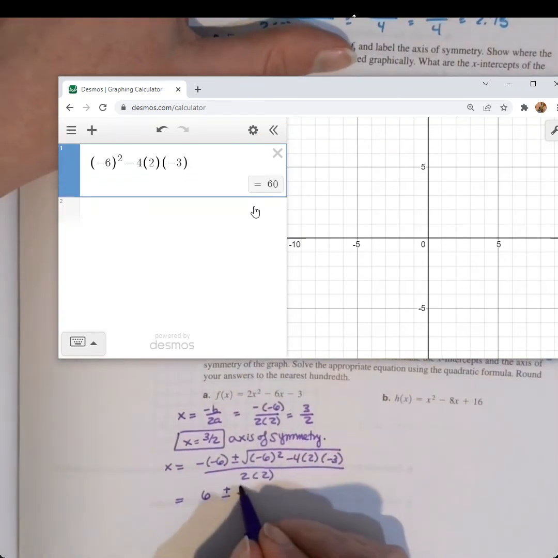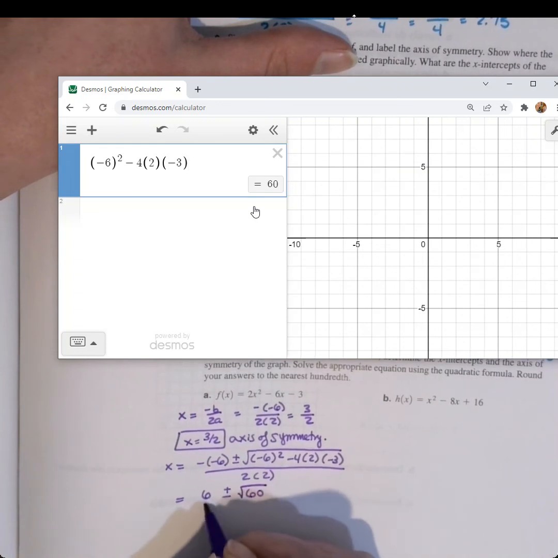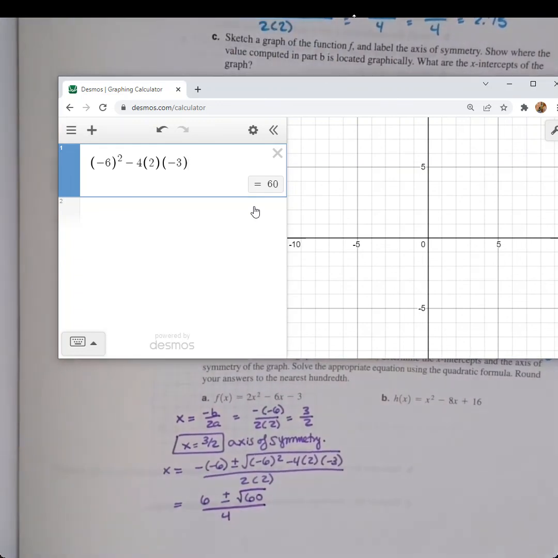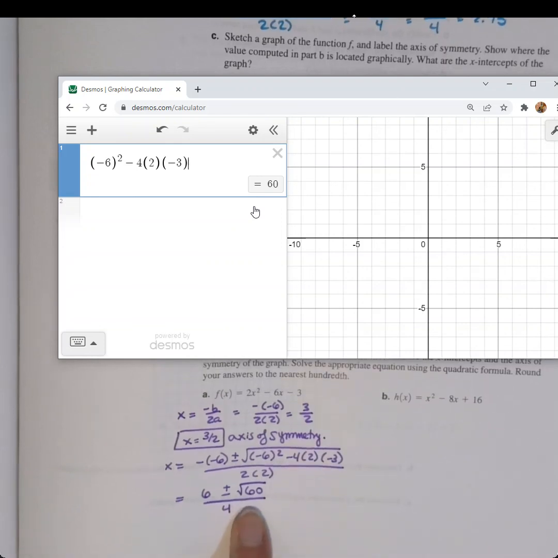Plus or minus the square root of 60 over 4. Right. Now, the square root of 60 can be simplified. It doesn't ask us to get the exact answer here. It wants the nearest hundredth, but there's going to be a big jump between this section and the section that has the imaginary components, where they want our radicals simplified. So we're going to practice. I want to know what perfect square goes into 60.